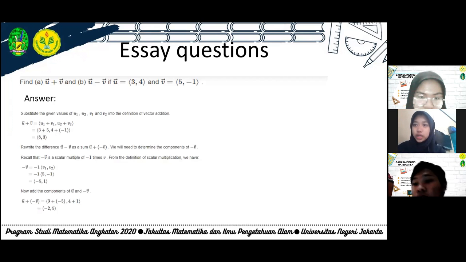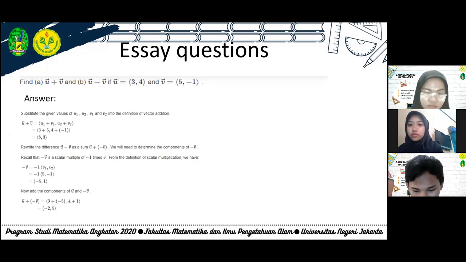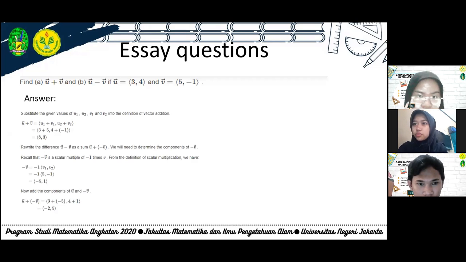Now add the components of vector u and negative vector v. Vector u plus negative vector v equals (3 plus -5, 4 plus 1) equals (-2,5). Okay, that's all from me.